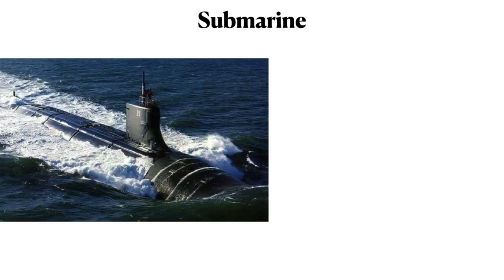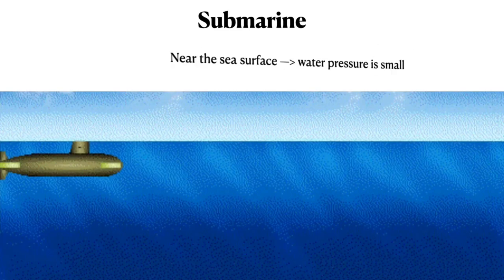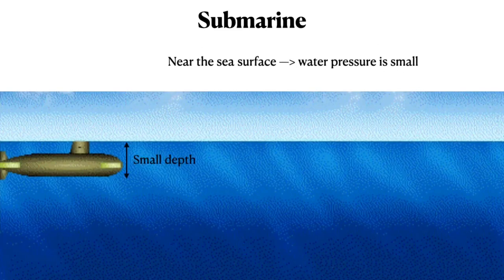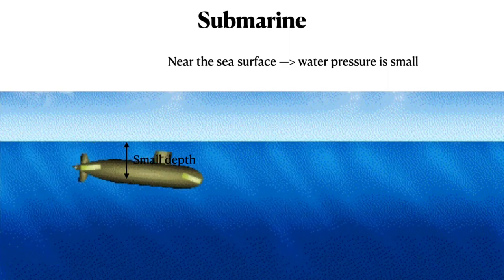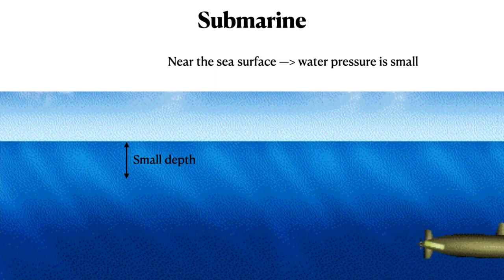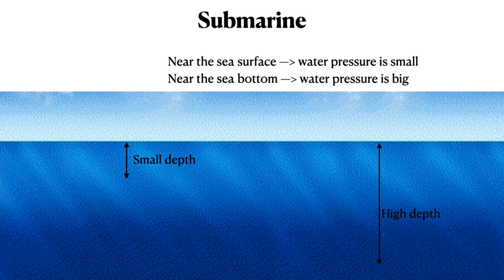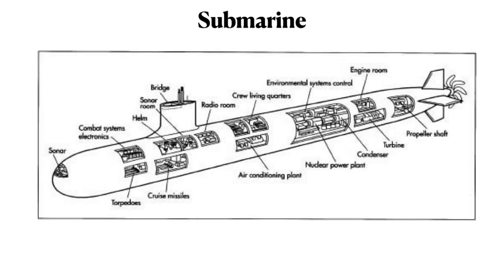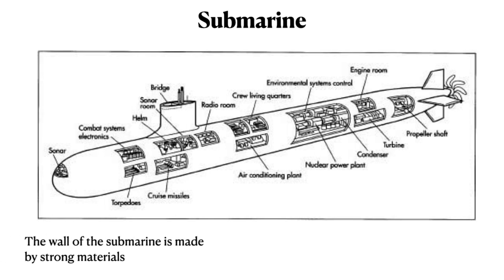Next is submarine. Submarine is a ship that can submerge underwater. Near the sea surface, the water pressure is small. As it goes deeper, the water pressure is increasing. Because of this, the wall of submarines are made from strong materials so that it can withstand the high pressure underwater.